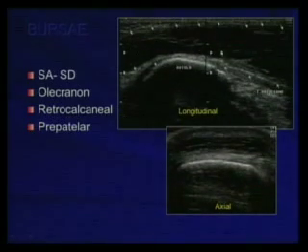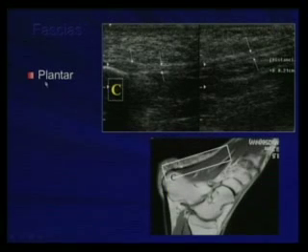Prepatellar bursitis is the most common one. You have to be careful because you can compress with the probe and fluid will disappear and may be difficult to find. We can evaluate the fascias, for example, the plantar fascia.